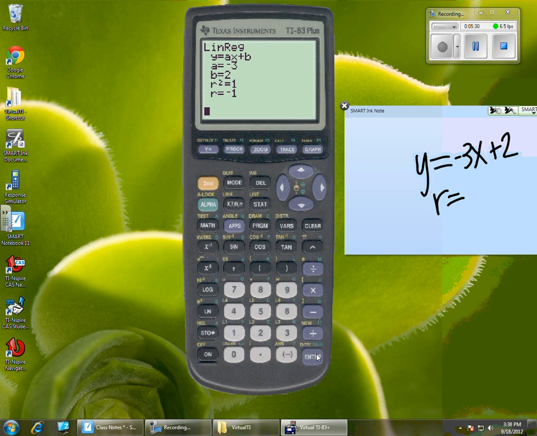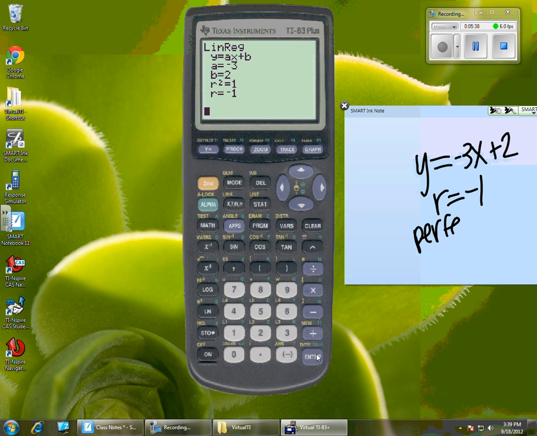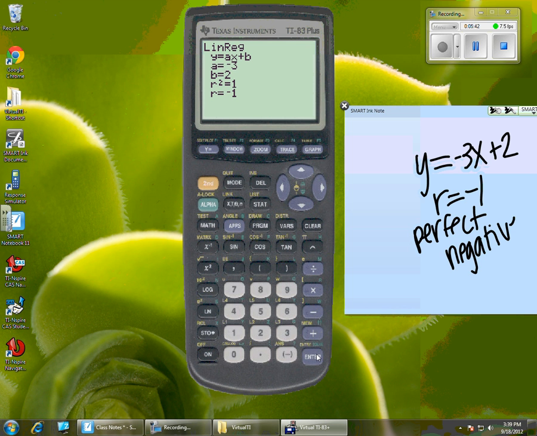So my r is -1, just like my calculator told me. So what does this mean? Well, it means this is a perfect negative, because 1 is a perfect correlation, and then the negative means it's in a downward direction, which means that those 2 points that we put in fall exactly on that line. So it's a perfect line, both points are on there, and it's in a negative direction. So that is a perfect negative.